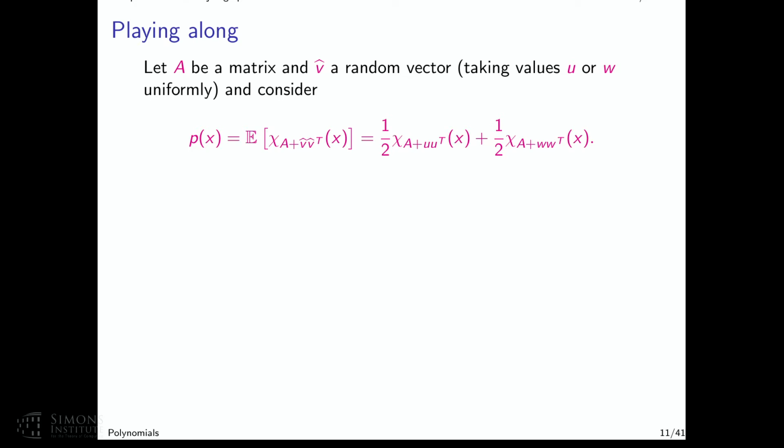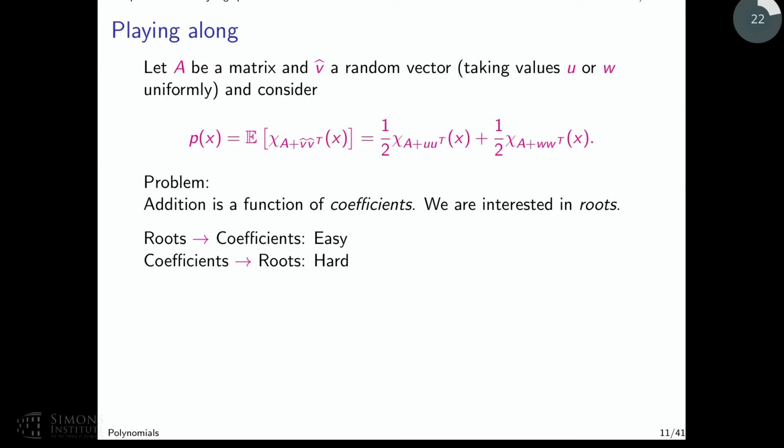So if A is a matrix, and V is a random vector taking values U or W uniformly, then what would we be considering? We'd be considering 1/2 times the characteristic polynomial where we've added UU transpose, plus 1/2 times the characteristic polynomial where we've added WW transpose. And there's this issue that when we add polynomials, it's a function of the coefficients, right? And we're interested in the roots. And going from roots to coefficients is easy. You just multiply out the polynomial, x minus the roots. But going from coefficients to roots is hard, right?